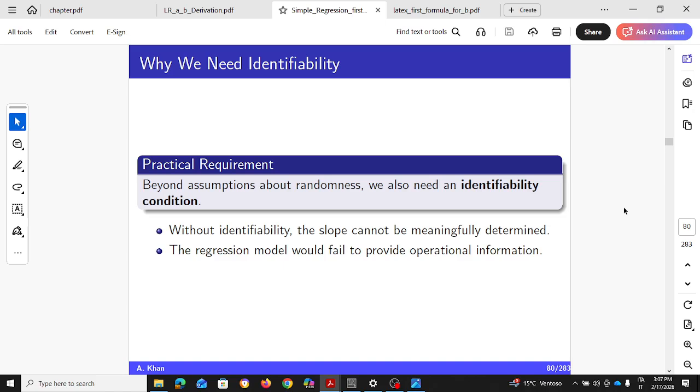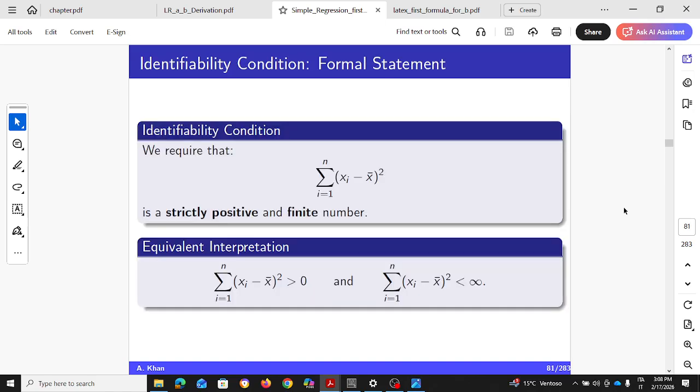Now, we have another term which is called identifiability, which is a practical requirement. What is it? Beyond those assumptions about randomness, we should take care of this. Now we will see what it is, but without this identifiability, the slope cannot have a meaningful answer, and the regression model will not give us meaningful information.